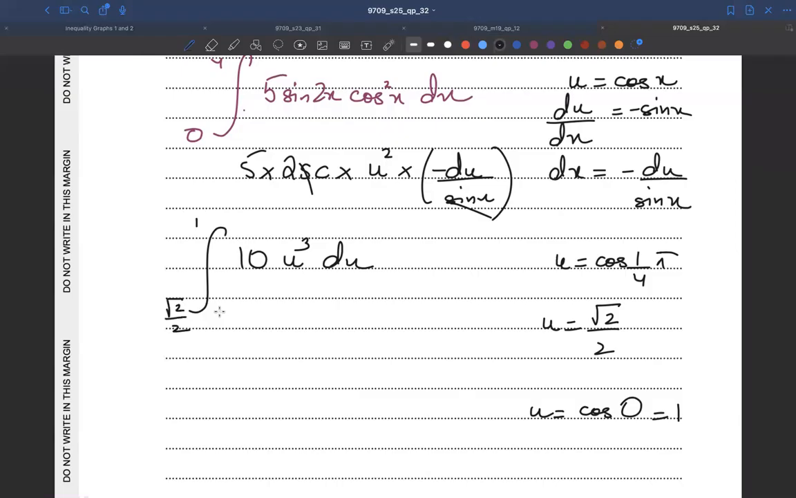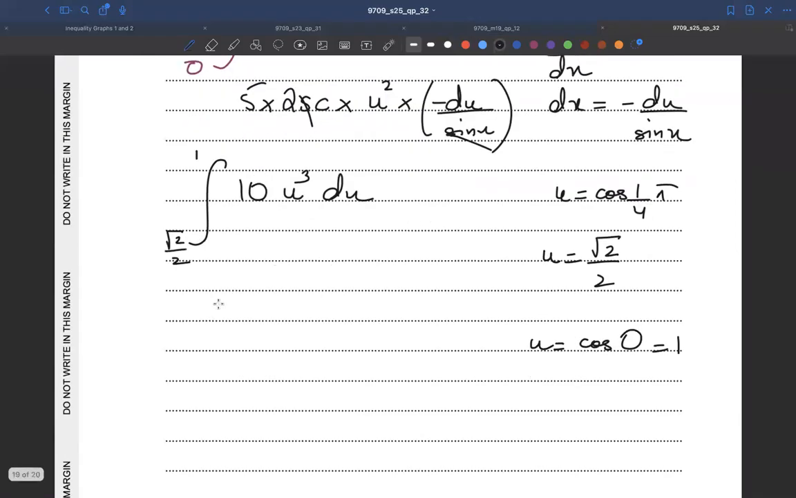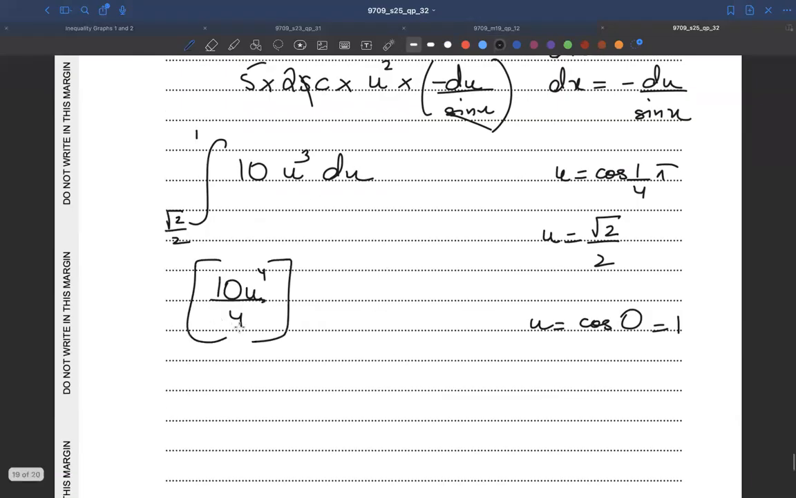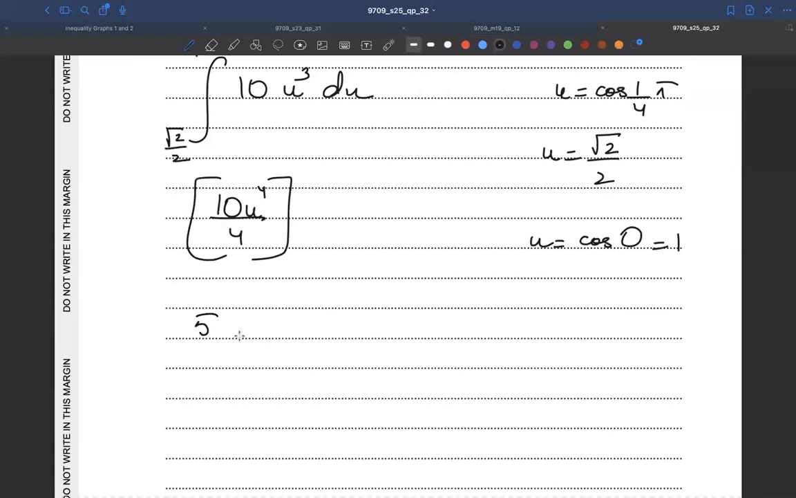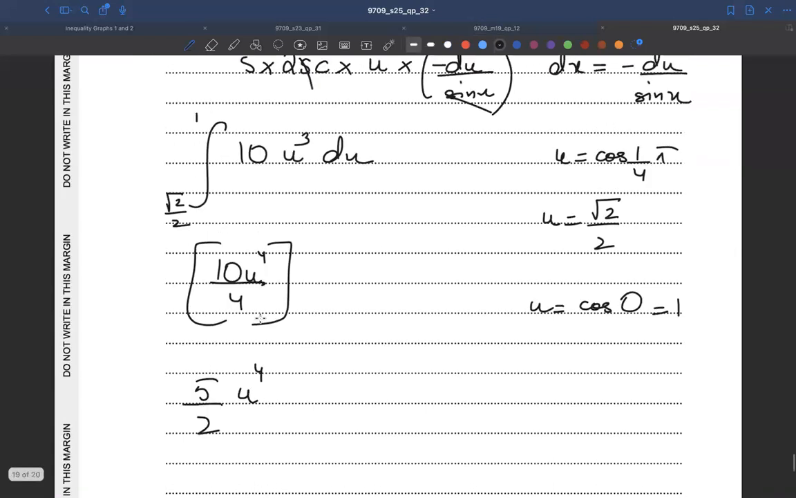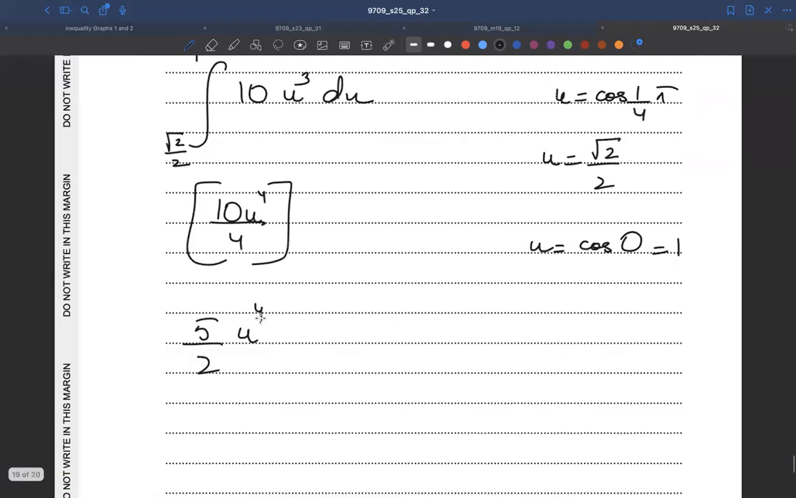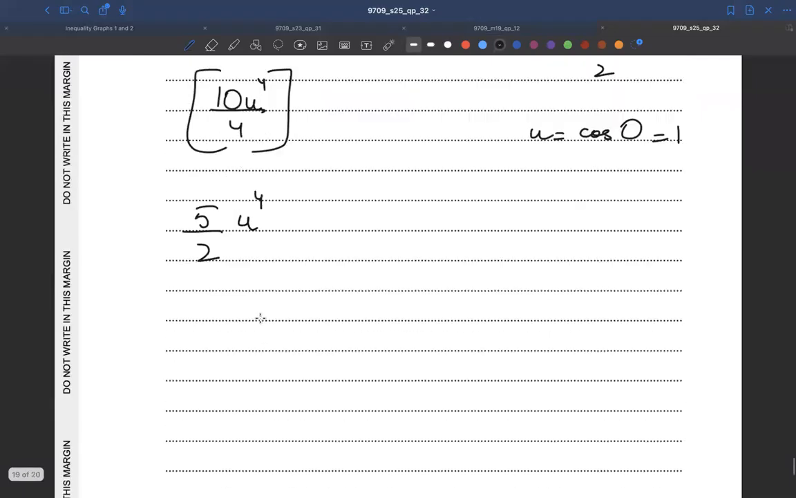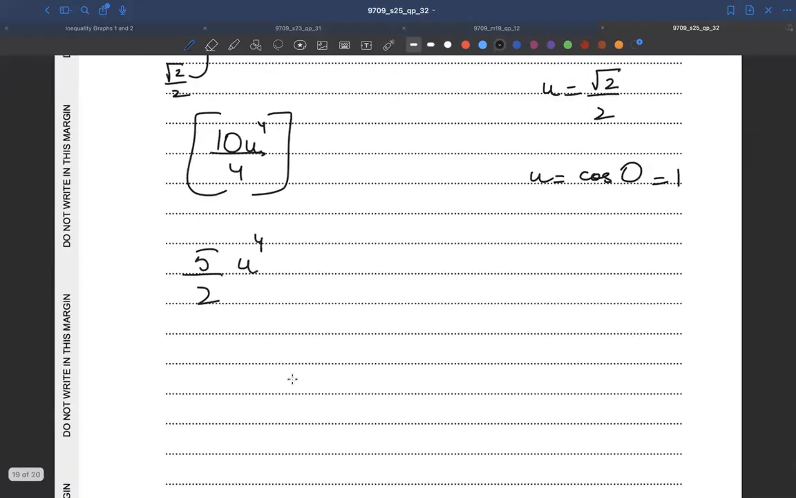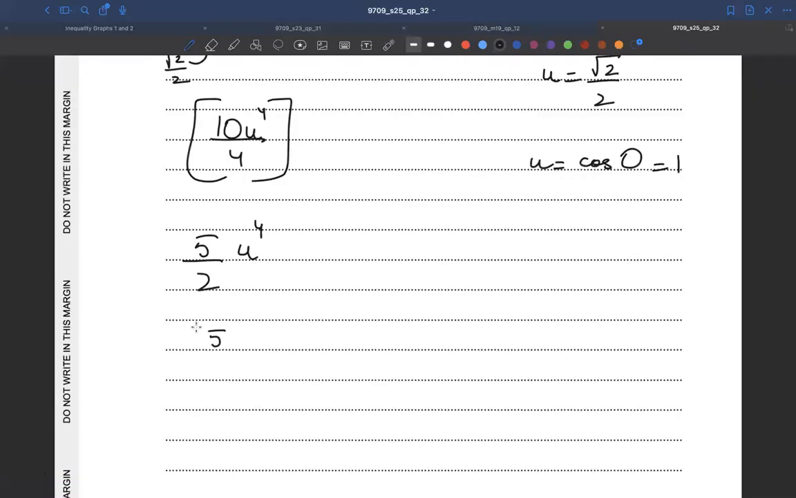Now integrating 10u cubed, we'll get 10u to the power 4 upon 4. 10 upon 4 is 5 upon 2. We'll get 5 upon 2 u to the power of 4, and we have integrated this. Now we'll plug in the limits. So the first limit is 1. So we'll get 5 upon 2 into 1 minus 5 upon 2 into root 2 upon 2 to the power of 4.